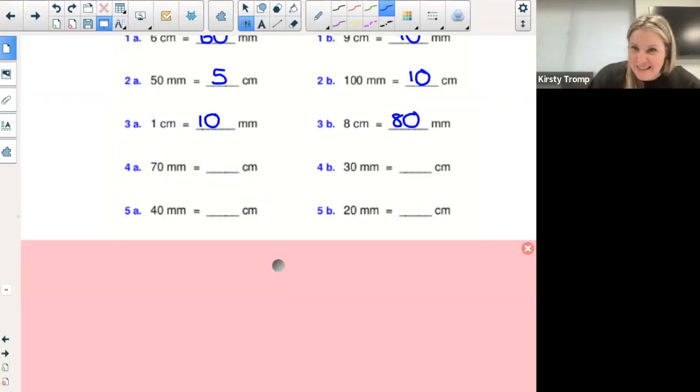Right, Shandy, 7A. 70 millimeters. How many centimeters? 7 centimeters. Well done. You divided, hey? Yes, ma'am. Awesome. And B? That's 3 centimeters. Well done. You divided again. Well done, Shandy. Thank you.